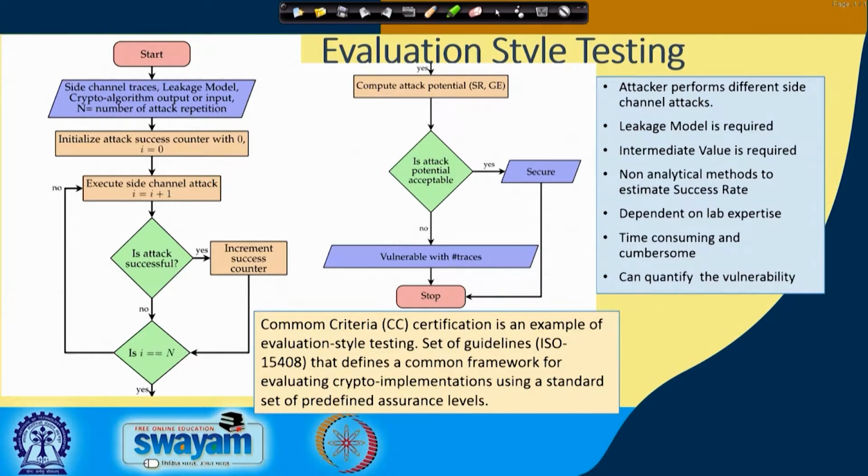What we do here is depicted by this flow chart. If I want to adopt an evaluation style testing, then the attacker performs different side channel attacks. As we have seen, there are different forms of side channel attacks, and the evaluator tries to apply these various attack techniques one by one on the target cryptographic implementation. When you are applying a specific attack, say DPA, template attacks, or mutual information based attacks, one very important thing is the leakage model. So in this testing style, we assume that the evaluator has an idea about the underlying leakage model.